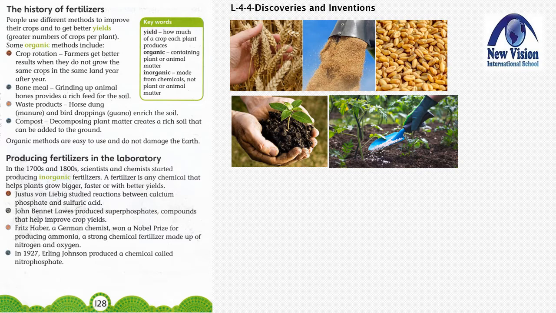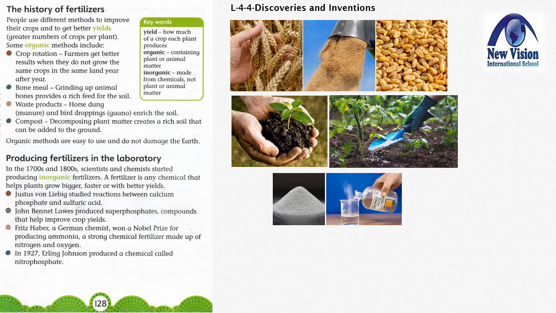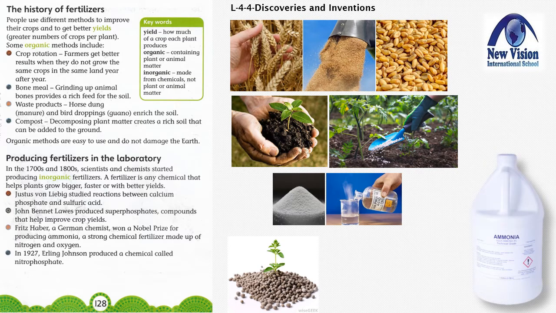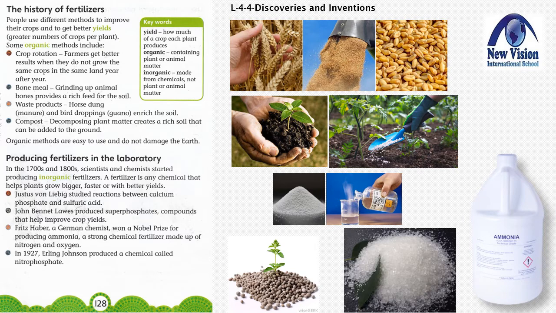Justus von Liebig studied reactions between calcium phosphate and sulfuric acid. John Bennett Laws produced superphosphates, compounds that help improve crop yields. Fritz Haber, a German chemist, won a Nobel Prize for producing ammonia, a strong chemical fertilizer made up of nitrogen and oxygen. In 1927, Erling Johnson produced a chemical called nitrophosphate.